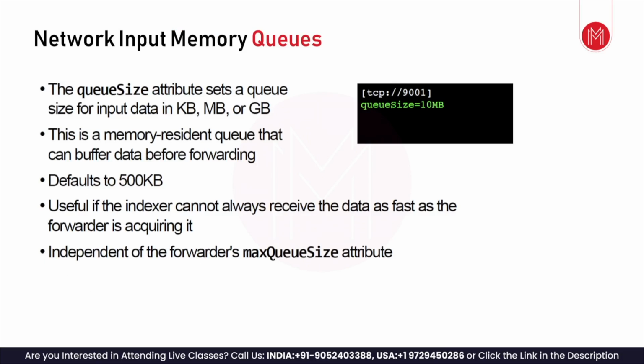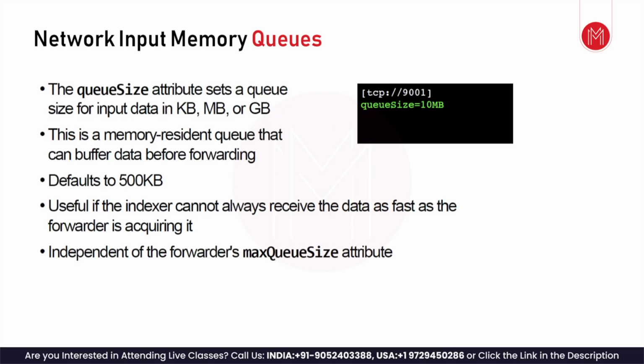Memory queue: if you see here, the queue size attribute sets the queue size for input data in KB, MB or GB. Usually we will not increase it because it consumes more memory and more resources on the Splunk server. The default is 500 KB. But if you feel there is any data loss due to this queue, or the queues are becoming full, you can verify it in the DMC monitoring console. You can verify if the queues are working properly or not, and if queues are becoming full, then in that case you can increase the queue size, but mostly it is the default of 500 KB.